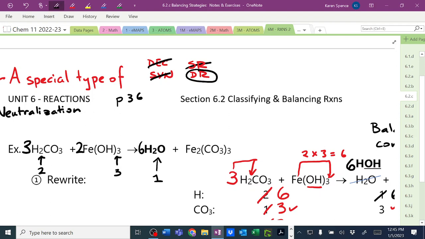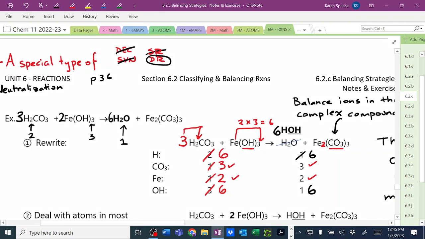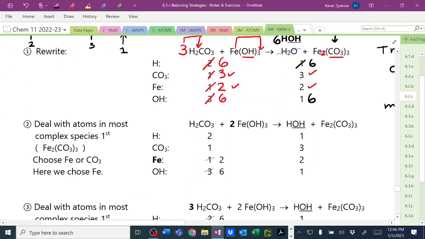Usually you can find that with the lowest common multiple, and then you just say, I need the same number of waters. Done. Whew. But if that's too hard to remember, you can just change water into HOH, and that will work for you nicely.